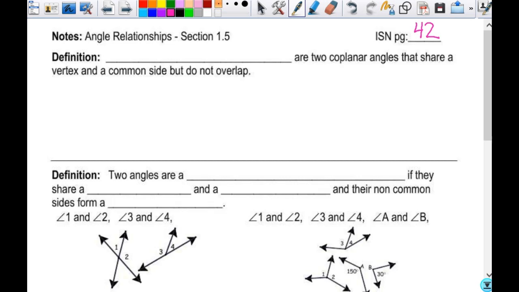So our first definition is of adjacent angles. A-D-J-A-C-E-N-T, adjacent angles. They are two coplanar angles. Okay, we're not in 3 dimensions here. We're in 2 dimensions. I can draw them on the paper. They're not jumping out and doing anything like this. Two coplanar angles that share a vertex and a common side, but do not overlap. So they have to share a vertex and a common side, but they don't overlap.